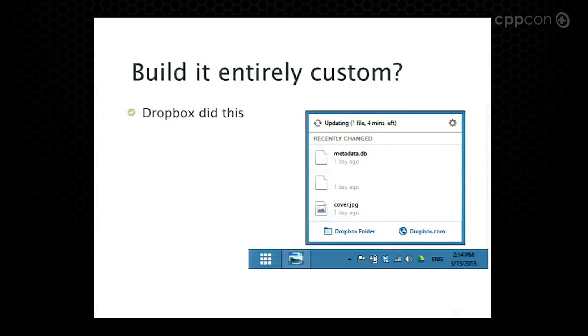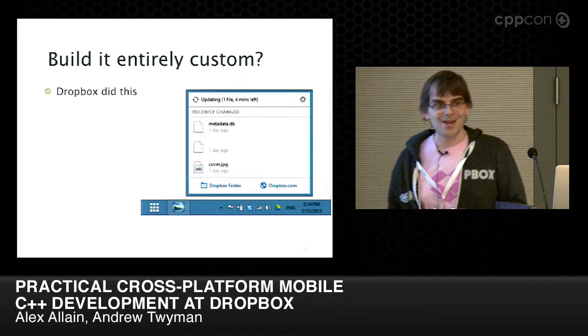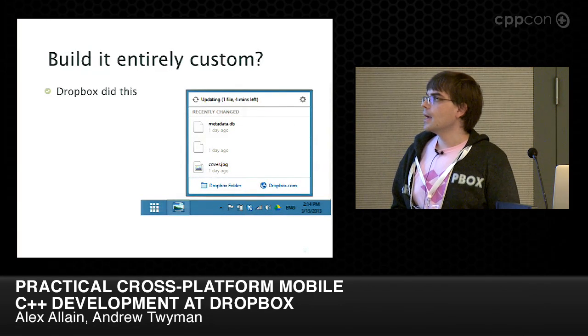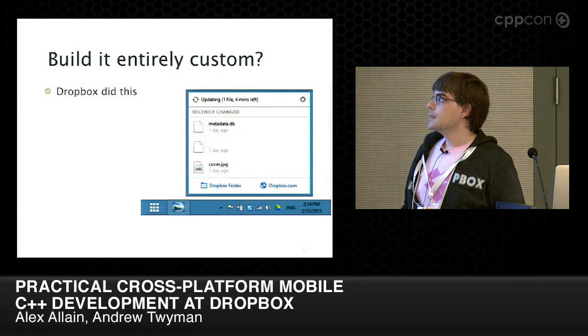Because it just took a long time to build things twice. Your other approach, which is in a lot of ways a lot more convenient as a developer, is to build it entirely custom. So this is much more similar to the Dropbox desktop client, where we wrote it all in Python. It works pretty well on desktop, Windows, Mac, and Linux. And that means you implement things once, obviously, and that's great.